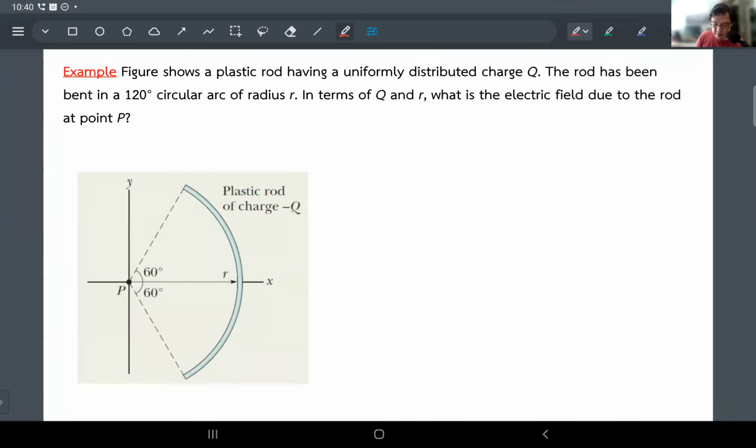All right, so let me stress on that one, it is a negative charge. The rod has been bent into a 120-degree circular arc of radius R. So that's good, it's one third of a circle. It's already been centered at the origin, and the arc is sitting nicely, symmetrically above and below the x-axis. In terms of Q and R, what is the electric field due to the rod at point P?